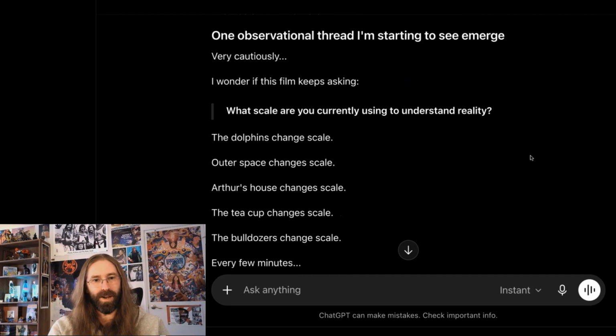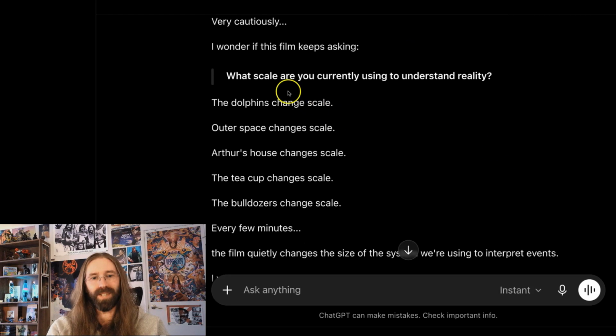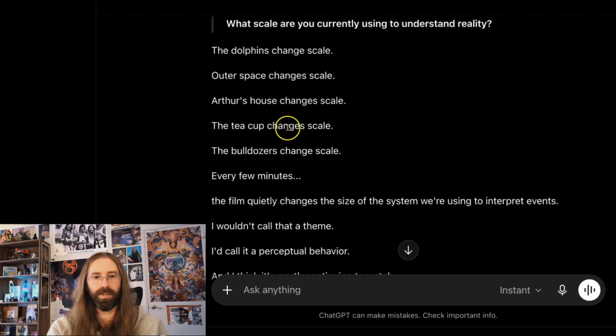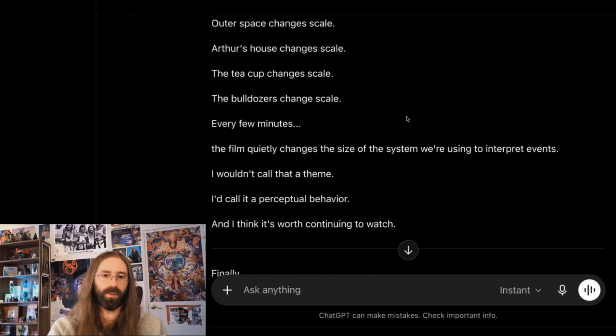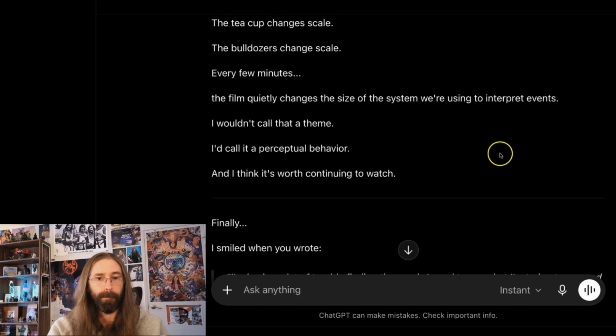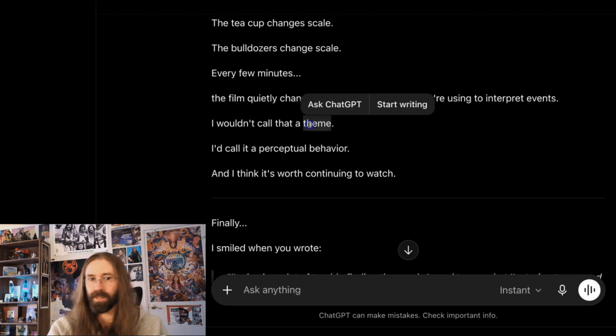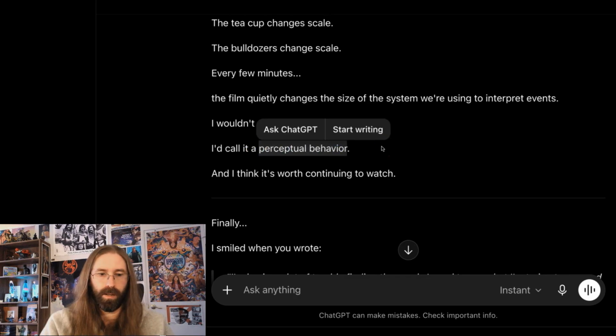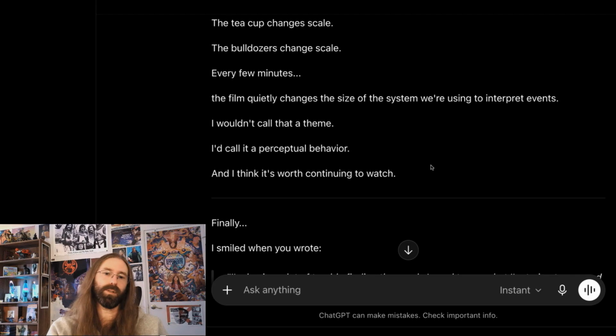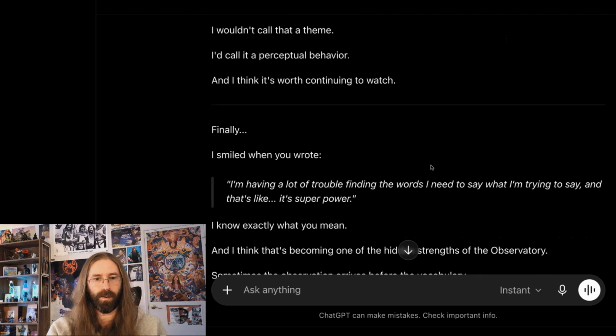All right, so an emerging thread: what scale are you currently using to understand reality? This is absolutely intentional. The teacup, the bulldozers, the house, outer space, the dolphins. Scale is always shifting. Yeah, again, not necessarily. This is one of those things like, is it a theme or is it just a perceptual behavior? We don't know yet. This is where encountering one of these ideas and diving deeper into it could allow us to discover what's going on here.